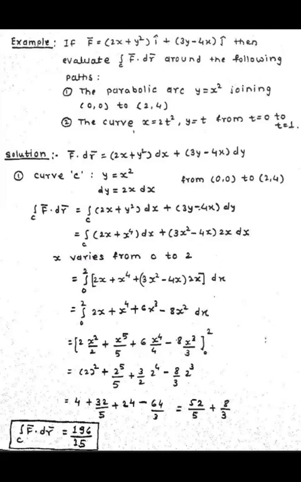Take it in a simple form. We obtain 2x to the 5 plus 6x cube minus 8x square dx. Now this is very easy to evaluate with the help of integral formulas. Integration of x to the 4 is x to the 5 upon 5, integration of x cube is x to the 4 upon 4, and integration of x square is x cube by 3.